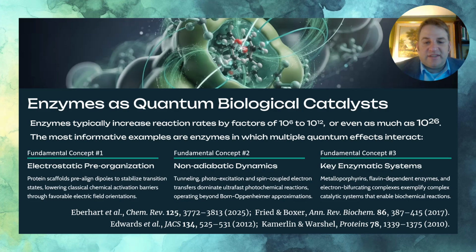system as essentially static. And finally, our third key concept is basically the structure of the enzyme systems themselves. There's a variety of different structures that we see, these recurrent motifs in quantum biology: metalloporphyrins, flavin-dependent enzymes, and other structures that are frequently seen, for example, in electron transfer and electron bifurcating complexes, just to name a few.